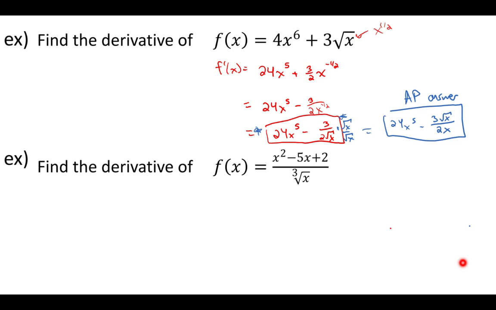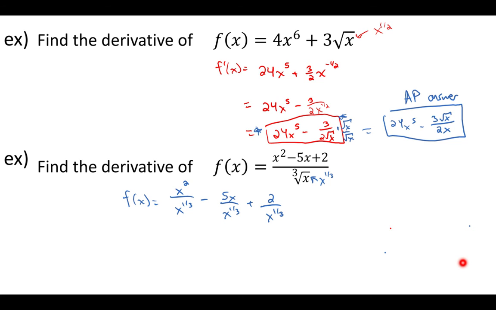All right, last one here. Just like the one prior, we're going to rewrite this one. So we want to rewrite this one as f of x equals, break up this into a bunch of individual terms. And I'm also going to go ahead and rewrite the cube root of x as x to the 1/3 power. Make it a little bit easier. So there's going to be x squared over x to the 1/3 minus 5x over x to the 1/3 plus 2 over x to the 1/3.